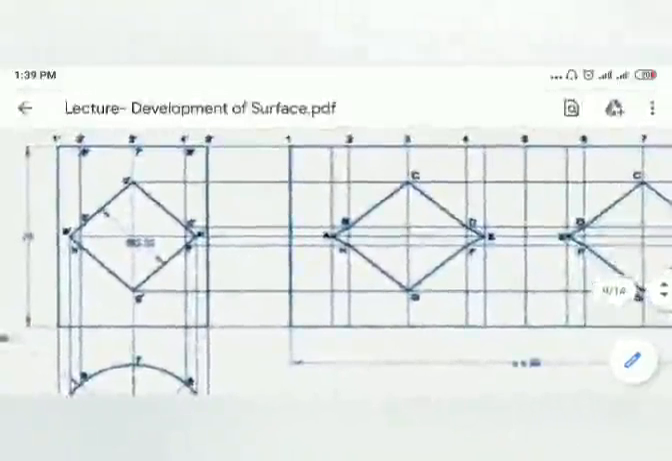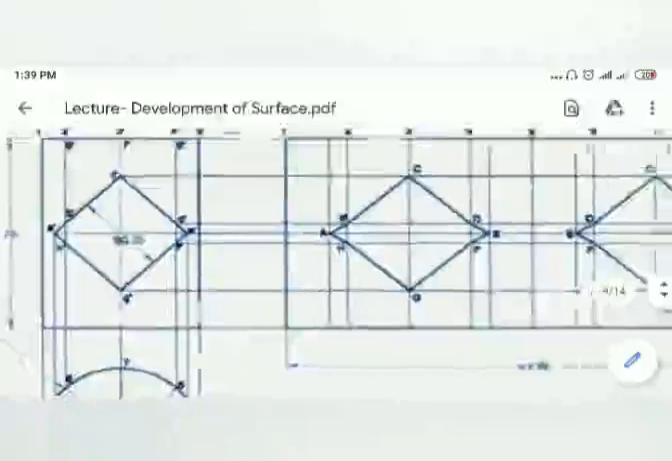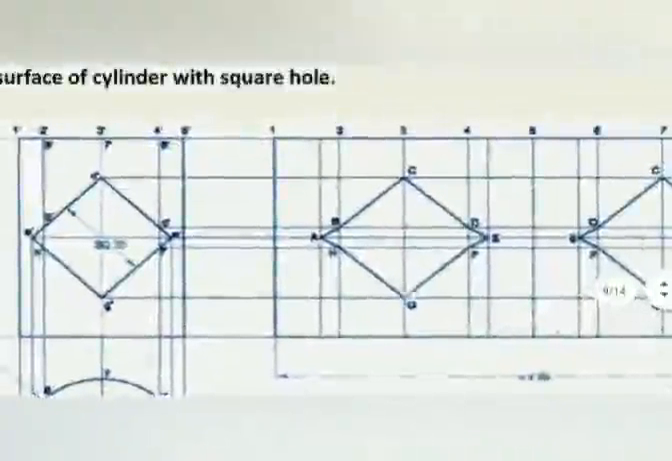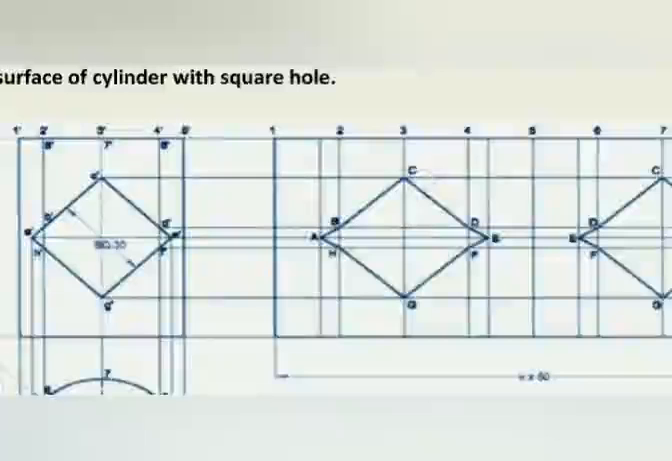axis, so we have to shape this point by drawing the parallel line. This point is also on axis, so we have to again shift on 3 and then 7. This is also on 3 and 7.